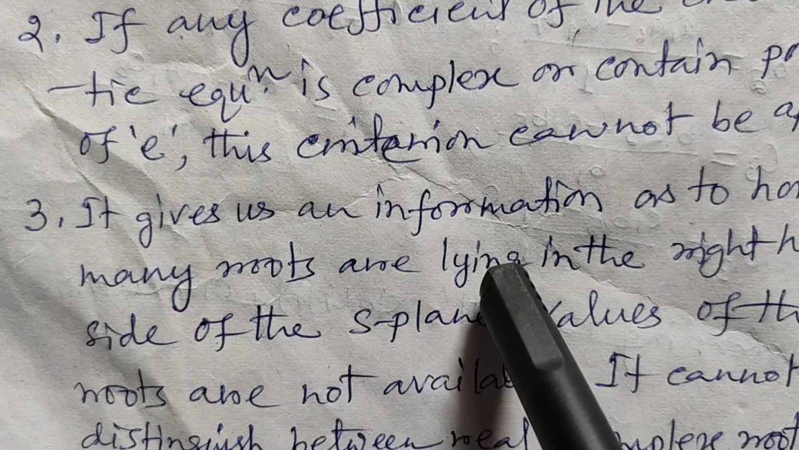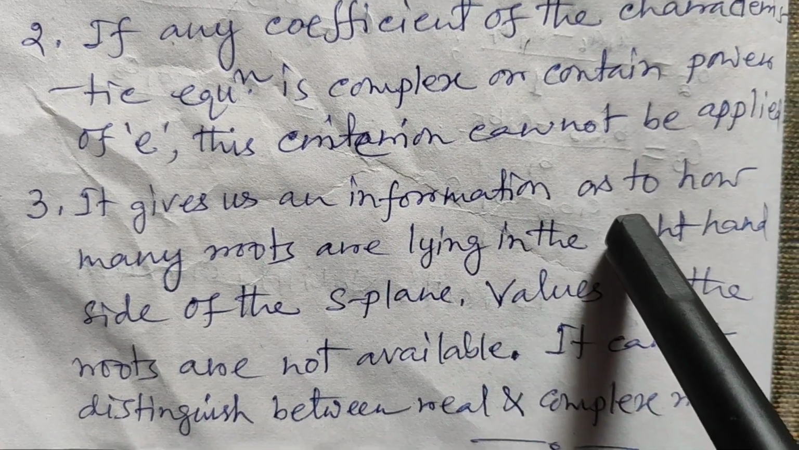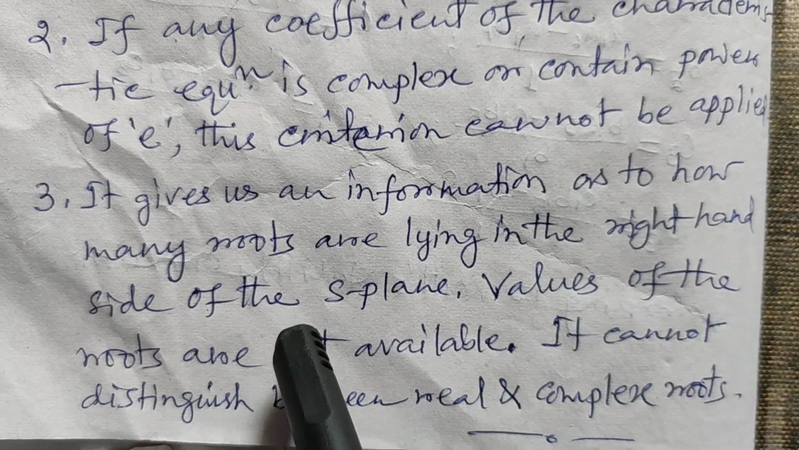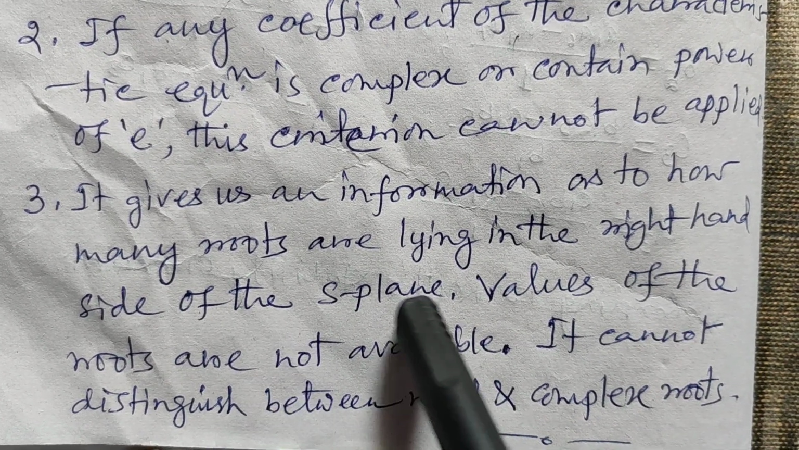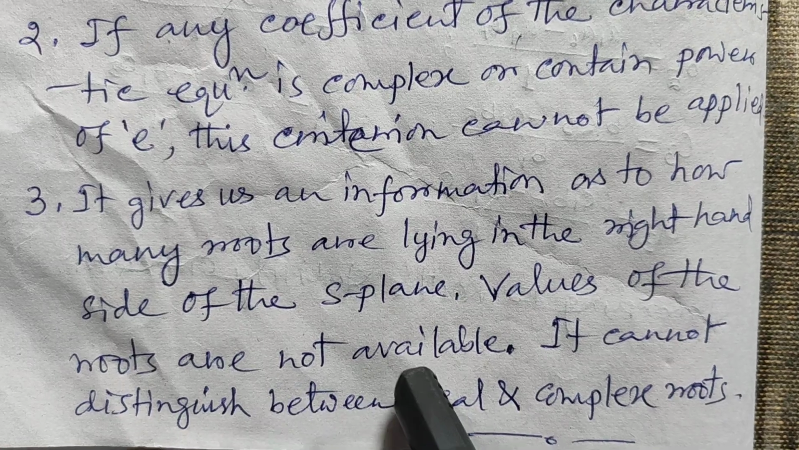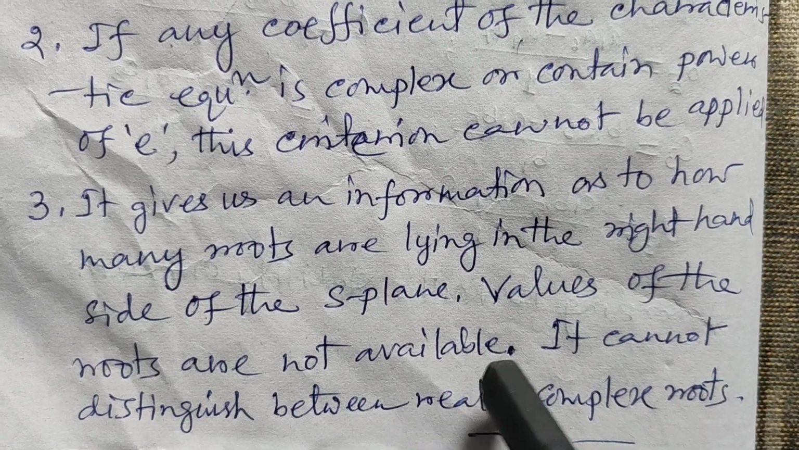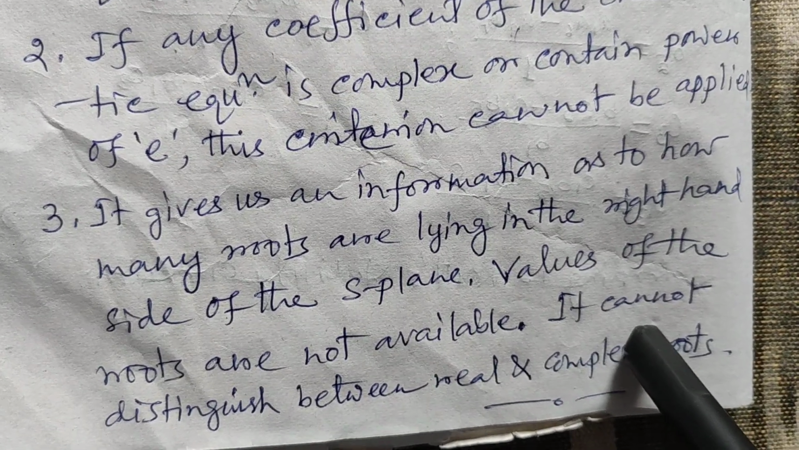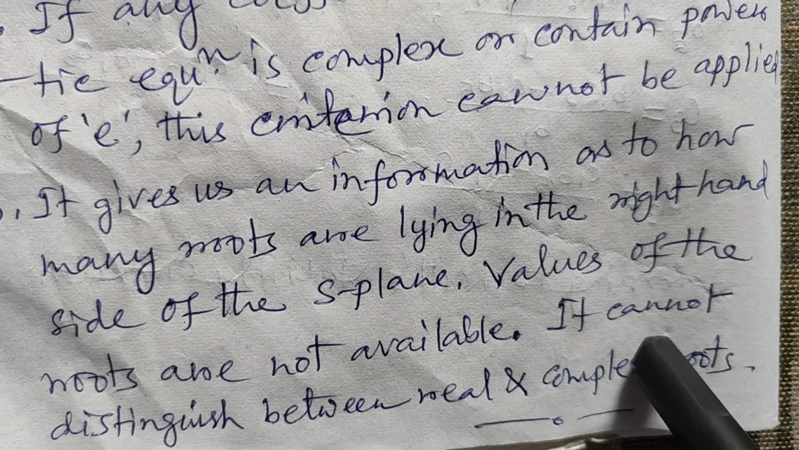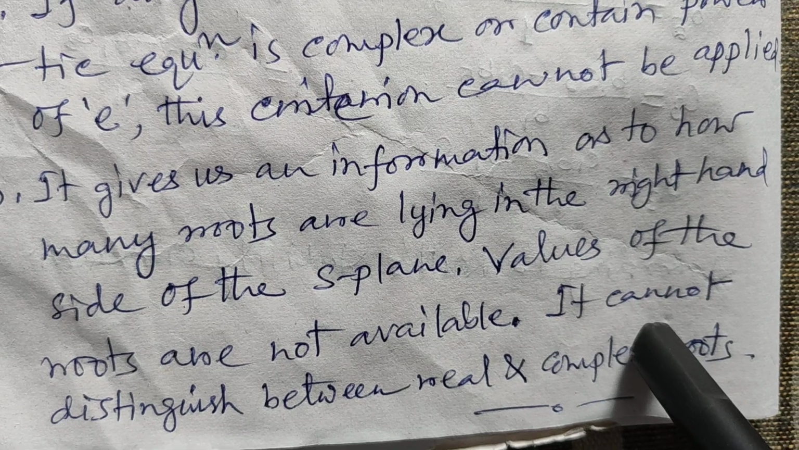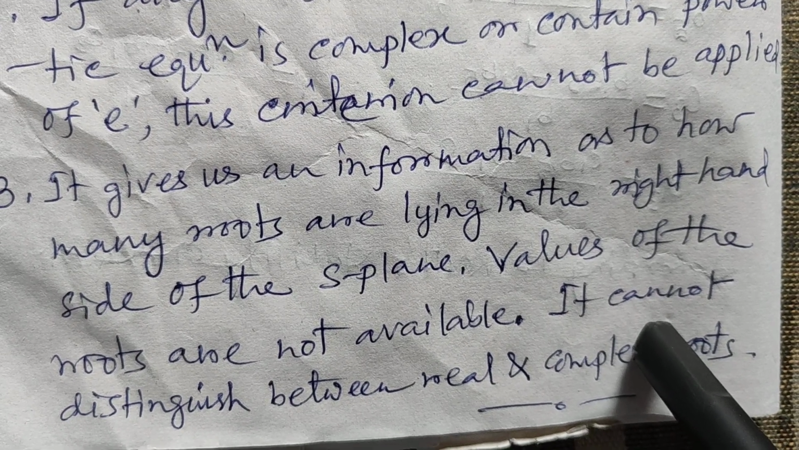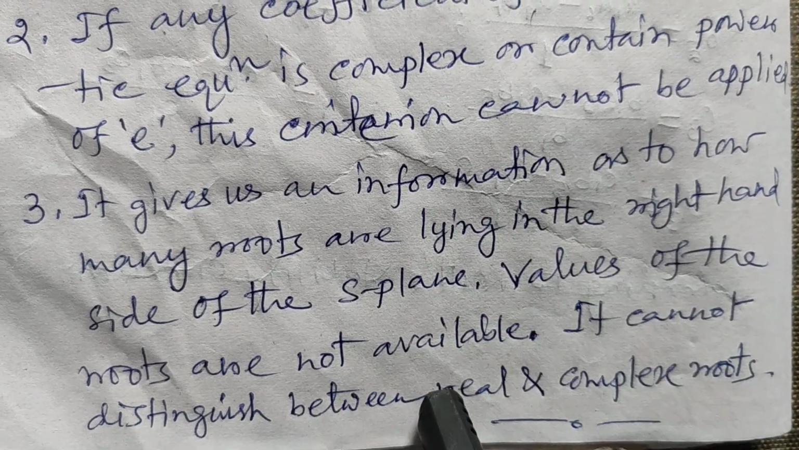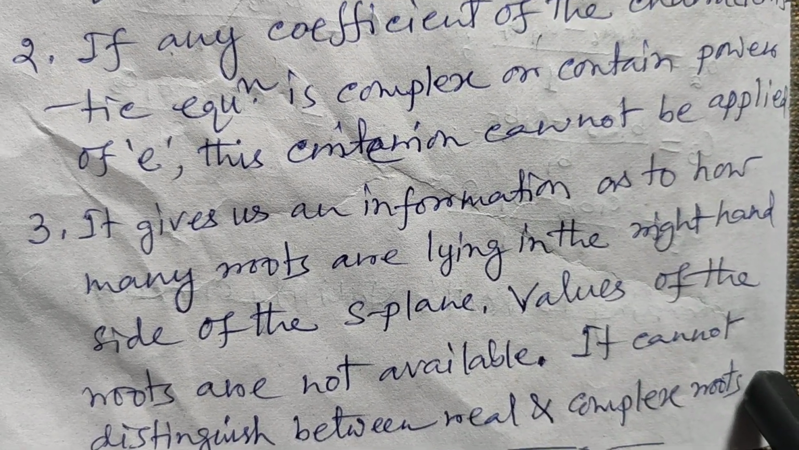Number three, it gives us information as to how many roots are lying in the right-hand side of the s-plane. Values of the roots are not available. It cannot distinguish between real and complex roots. This is another limitation of Routh's array, since using the Routh stability criterion, we cannot distinguish between real and complex roots.